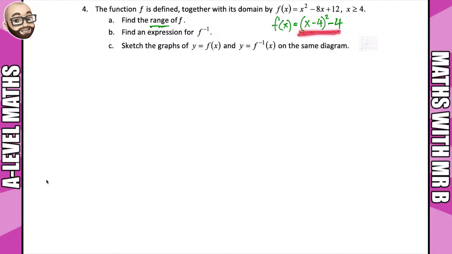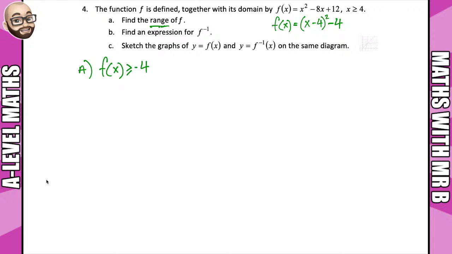This here is just a translation of the x squared graph. We can see that we need to move 4 right and then down 4. So we could almost mentally sketch that type of graph in our heads. And we can see that the range here is always going to be minus 4 or bigger. We just need to check that it actually works for our domain. In this case it does. When x equals 4, this becomes 0, it cancels out, and we're left with this minus 4. So for part A, all we need to say is that the range of f, so f of x, is bigger than or equal to minus 4.